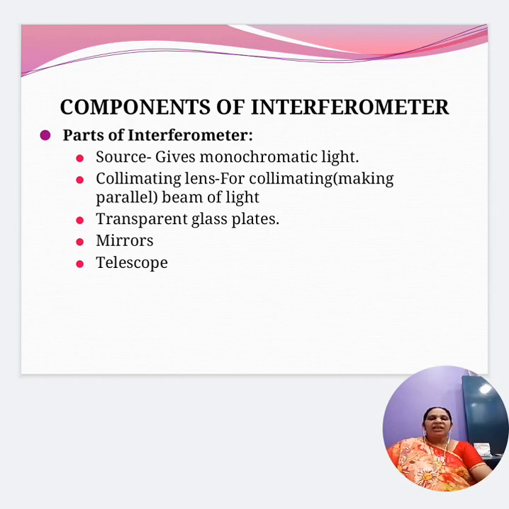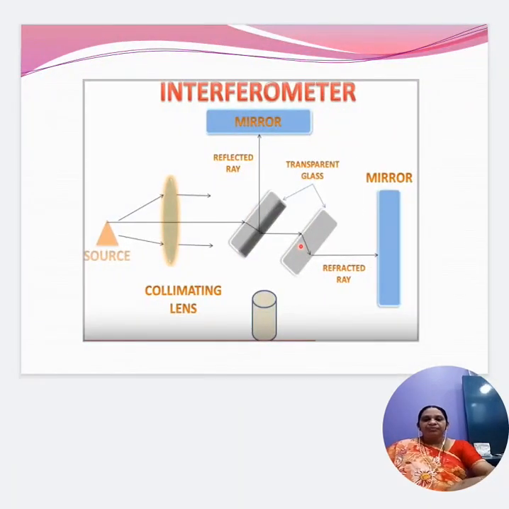Then we use transparent glass plates. Then we have mirrors and a telescope. So these are the 5 components, or 5 parts, of an interferometer: a source which gives monochromatic light; a collimating lens to make the light radiation parallel, since you need a parallel beam of rays to fall on the transparent glass plates; then the mirrors and the telescope.